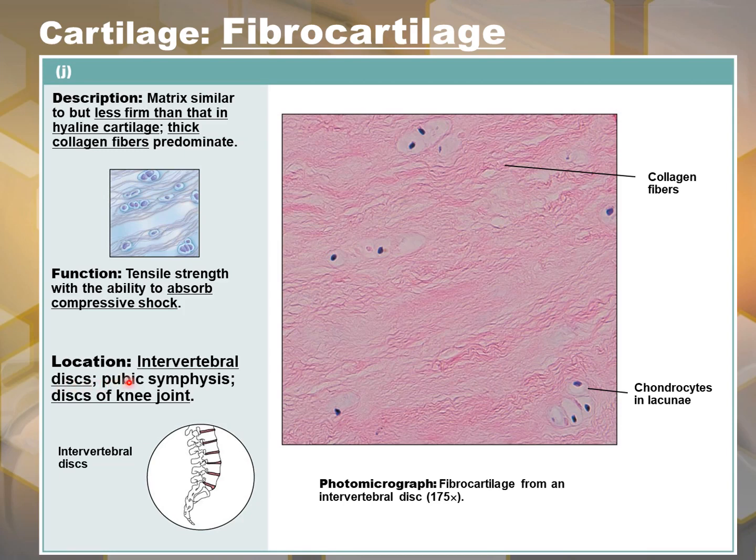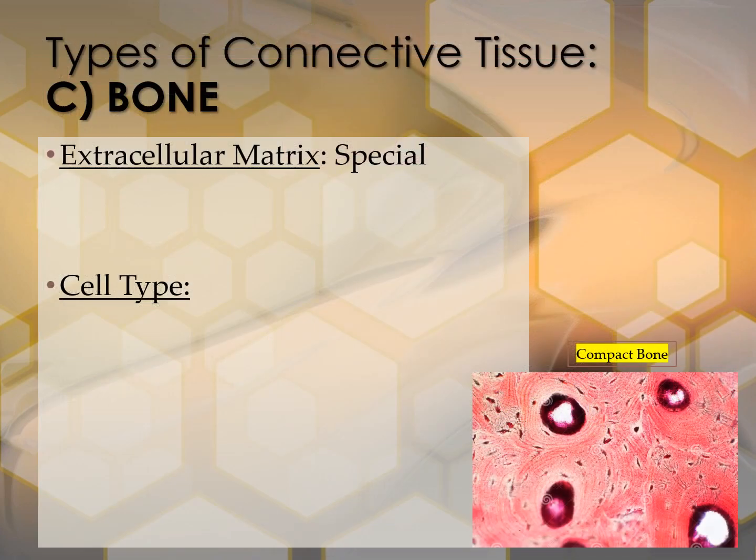The discs in our vertebrae, those intervertebral discs, are made up of some fibrocartilage. The pubic symphysis, in our pelvic bone, comes together with fibrocartilage. And then in our knee joint as well, the menisci, the little discs that are found in our knee. So there are certain places where we do see fibrocartilage, but again, the majority of the cartilage in the body is hyaline cartilage.